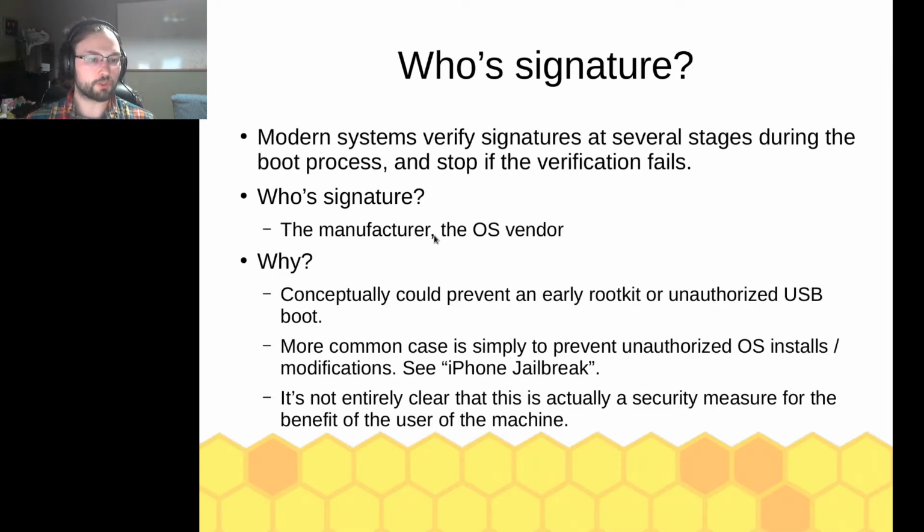Google ships Chromebooks and ships some Android devices. Apple, of course, is always both the manufacturer and the OS vendor for their devices. So sometimes it's just one company, but if you have a Samsung phone or a Lenovo laptop, both the manufacturer and the OS vendor are going to get to sign the operating system that could potentially run on that machine. But this raises the question, why are we letting the manufacturer or the operating system vendor decide what software the machine is going to be allowed to run?